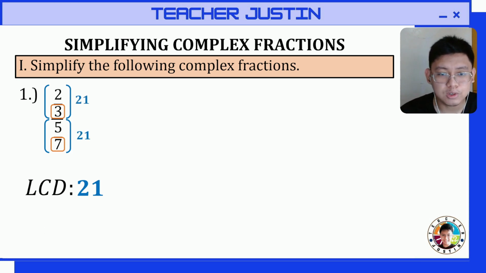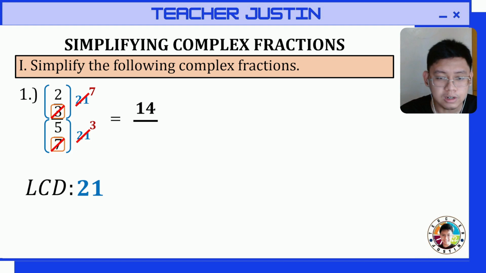Now let's simplify. So 21 times 2/3, pwede natin i-cancel si 3 at si 21 because they are divisible by 3. So 21 will become 7, 3 will become 1. Si 5/7 times 21, ganun din. We can simplify 7 and 21. So, 21 will be 3 and 7 will become 1. Tapos, multiply natin yung numerator kay 7. 2 times 7 is 14. That will be our numerator. And for our denominator, 5 times 3, that will be 15. And this will be the simplified form of our complex fraction. And that's it. Tada!